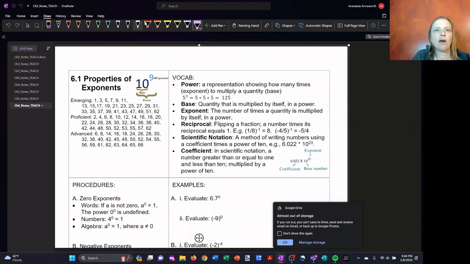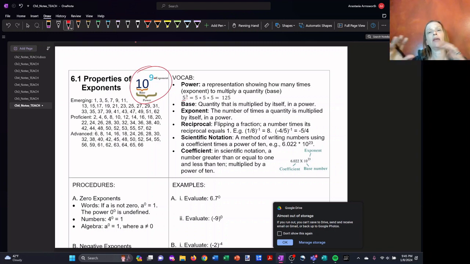So when we have something like this here, this is called a power when we have a base raised to an exponent. And it's a representation that shows how many times to multiply a quantity. And so if we have something like 5 to the third power, 5 cubed, that means 5 times 5 times 5. So we've taken this base number, 5, and the base number is the quantity that we multiply by itself.